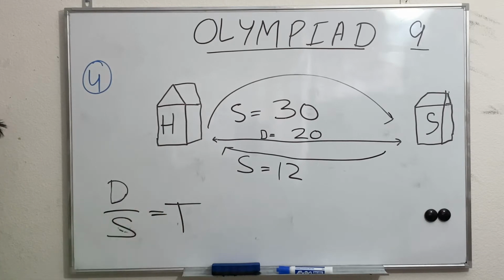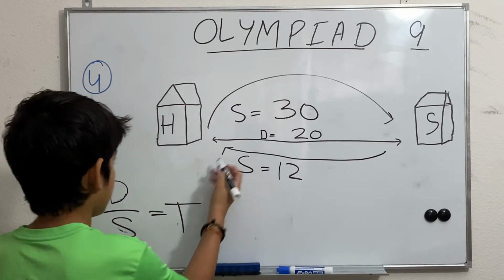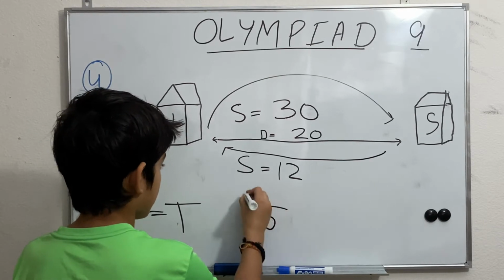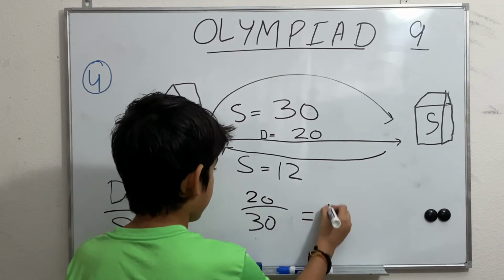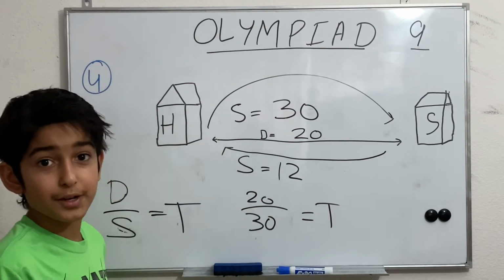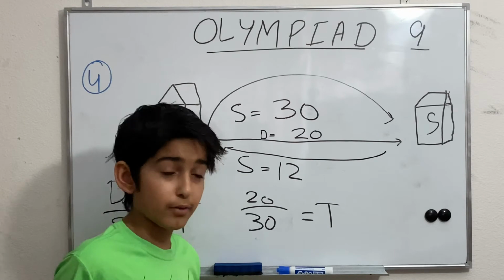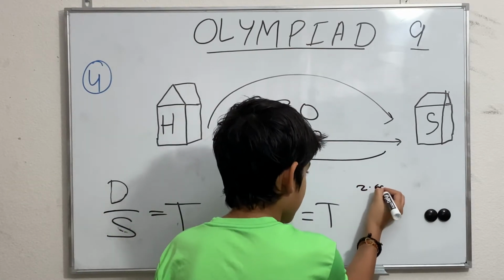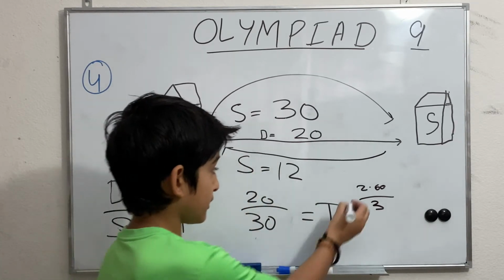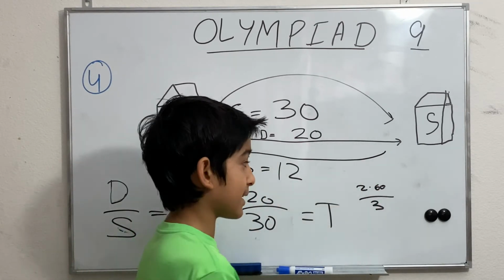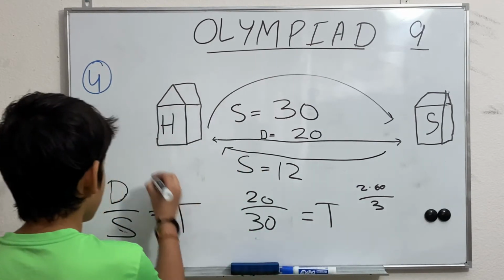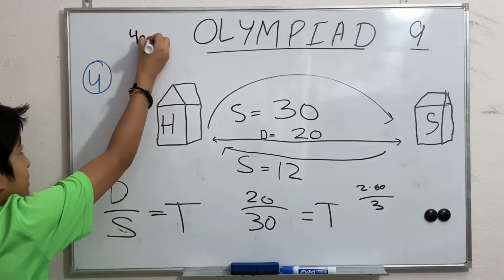Distance over speed is equal to time. So we get our speed of 30, distance of 20, that's equal to time. We can simplify this to 2 over 3, which is 2 over 3 of an hour. So we have 2 multiplied by 60 over 3, because we're finding the minutes. 2 multiplied by 60 is 120, and 120 divided by 3 is equal to 40. So in the beginning, there were 40 minutes, but we're going to add that to the next.